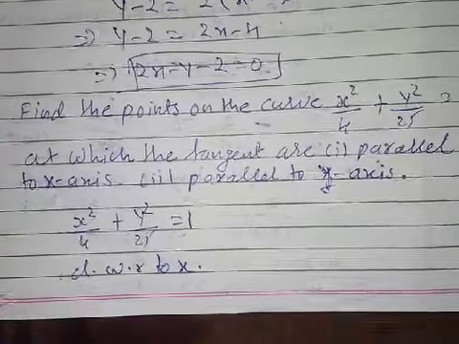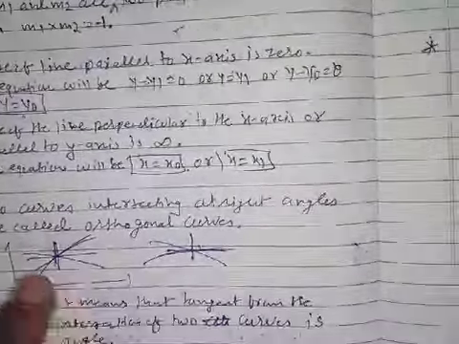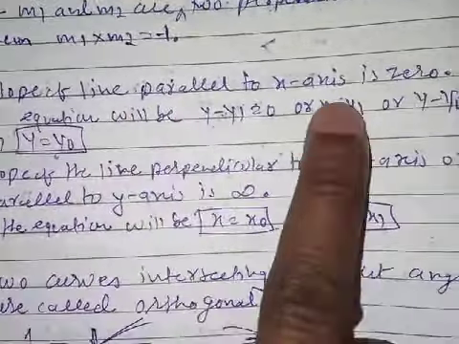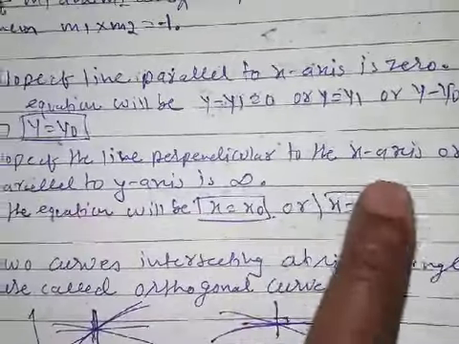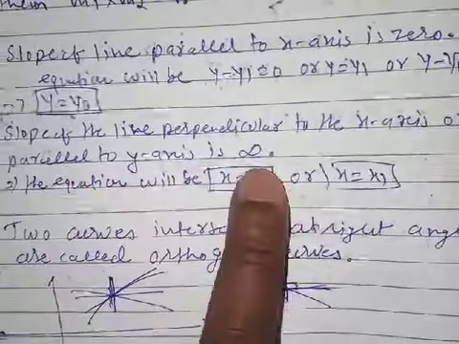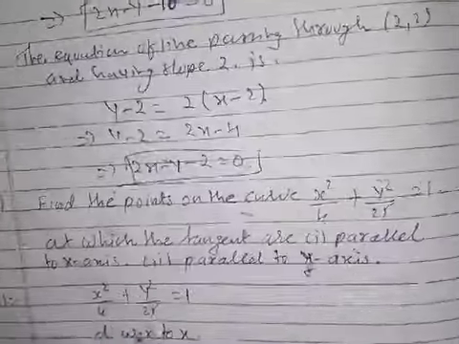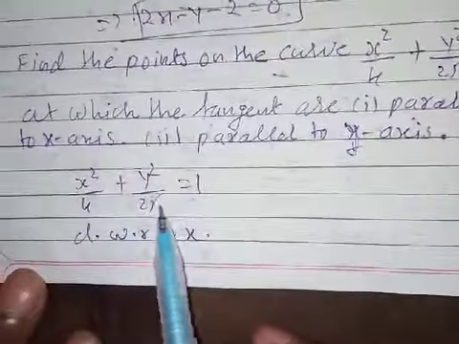If it is parallel to the x-axis, the slope of a line parallel to the x-axis is 0. Got it? And the slope of a line parallel to the y-axis is infinity. So these two points we have to take into consideration. So x square upon 4 plus y square upon 25 is equal to 1.